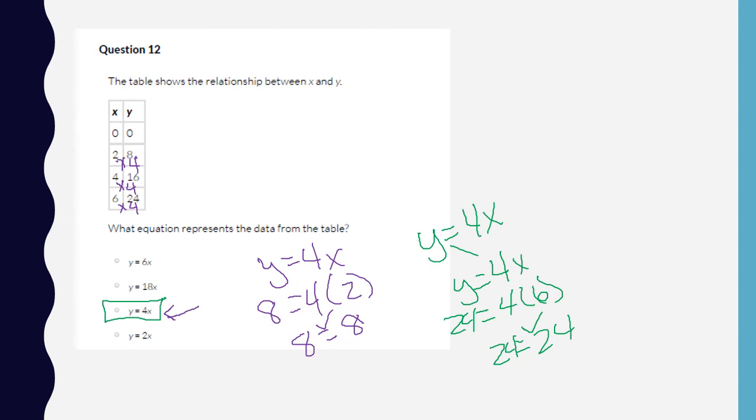So sometimes you can look for those patterns right here to see what happens. Like each one of those is multiplied by 4 to get the next number. And a lot of times that will give you clues to your answer.